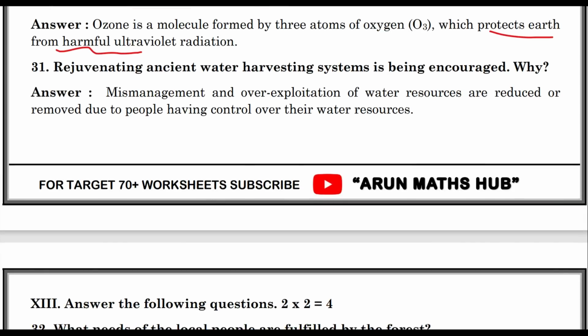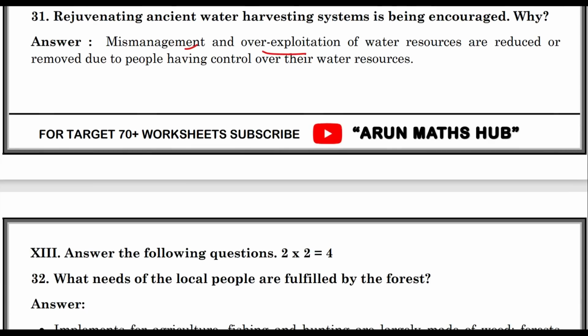Why is the rejuvenating of ancient water harvesting systems being encouraged? Dear students, from the unit sustainable management of resources, read the textbook and try to write the answers on your own. Hardly it will be asked for 3 marks in the examination. Mismanagement and over exploitation of water resources are reduced or removed due to the people having control over their water resources.